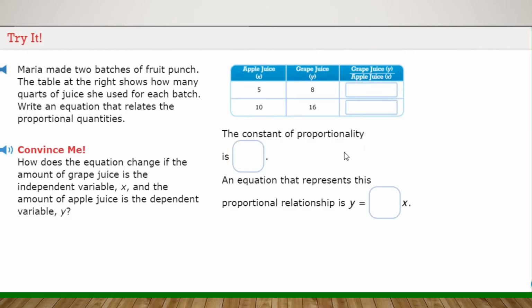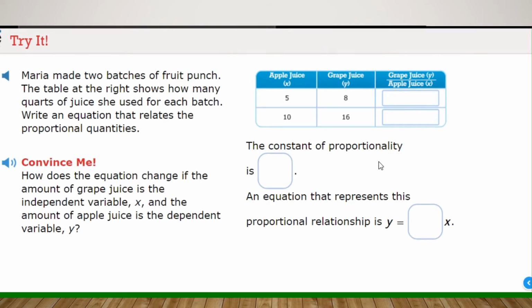Maria made 2 batches of fruit punch. The table at the right shows how many quarts of juice she used for each batch. Write an equation that relates the proportional quantities. How does the equation change if the amount of grape juice is the independent variable, X, and the amount of apple juice is the dependent variable, Y?